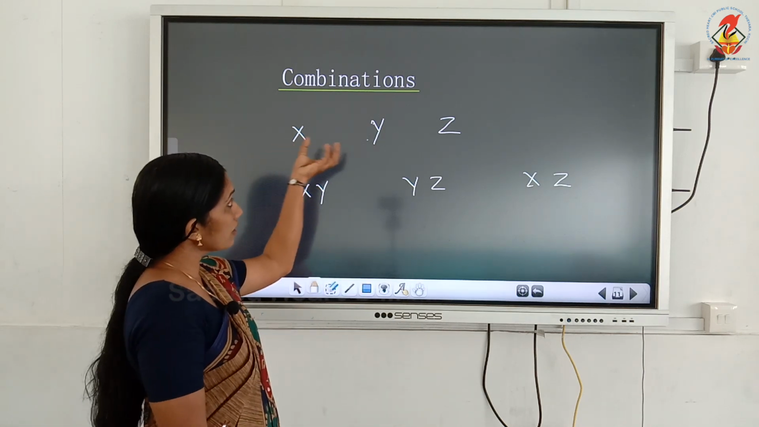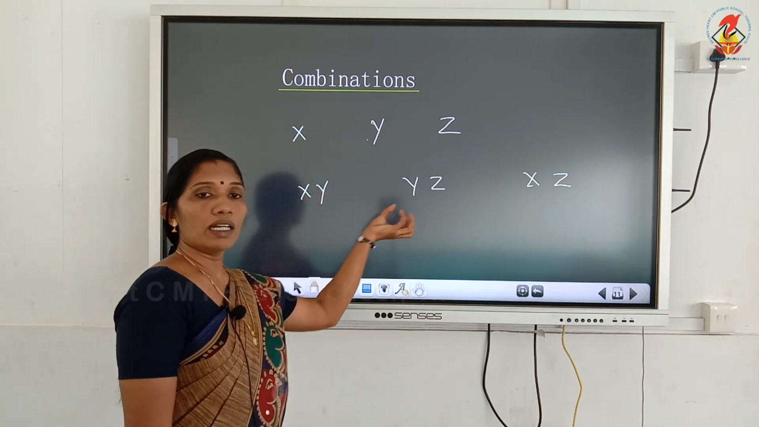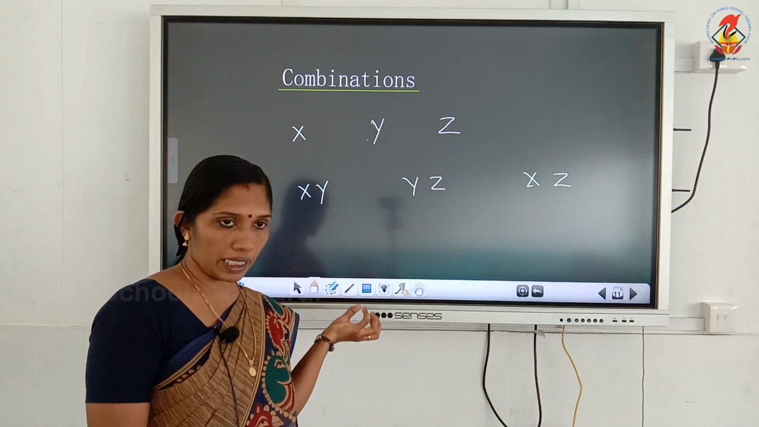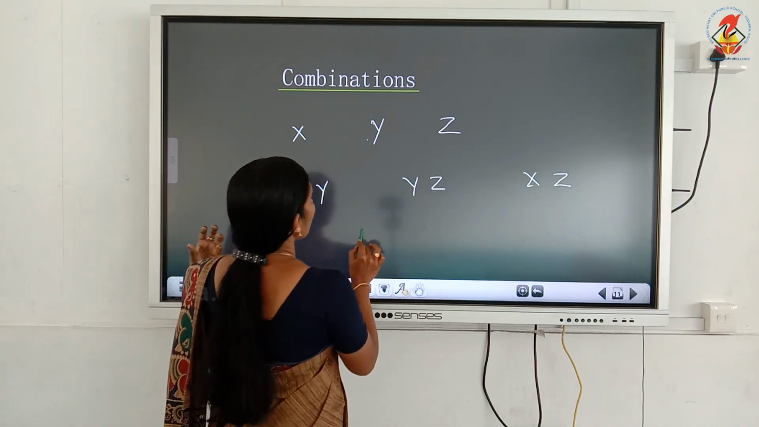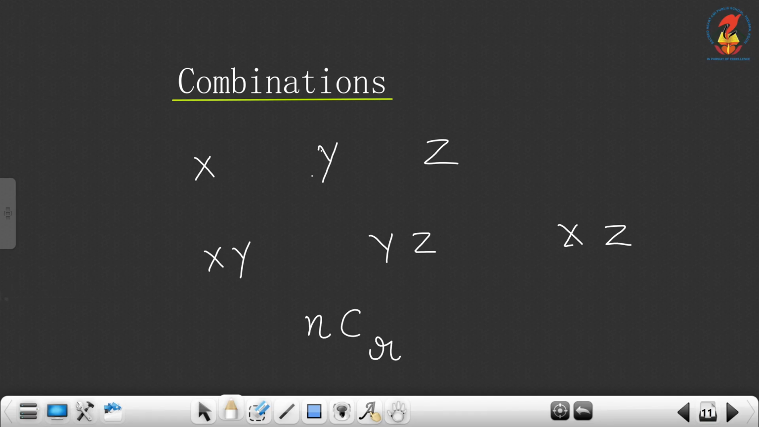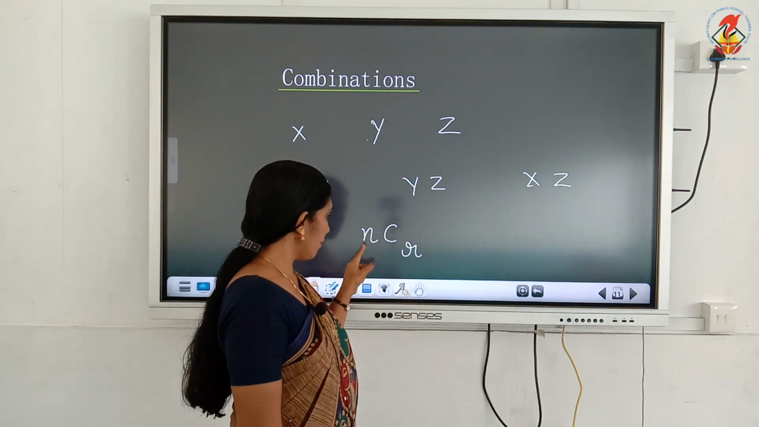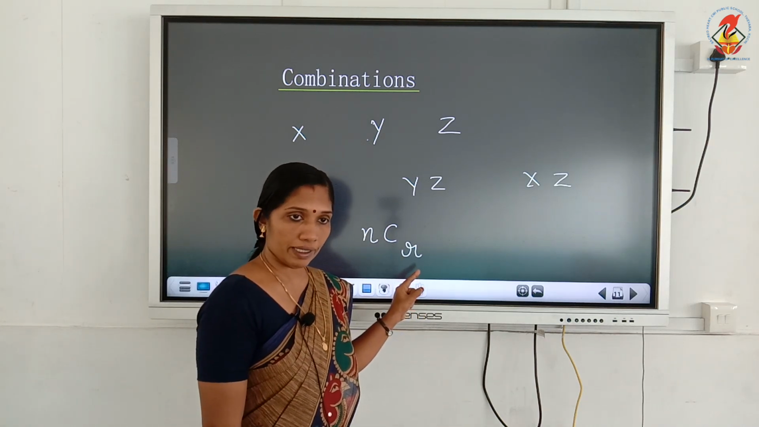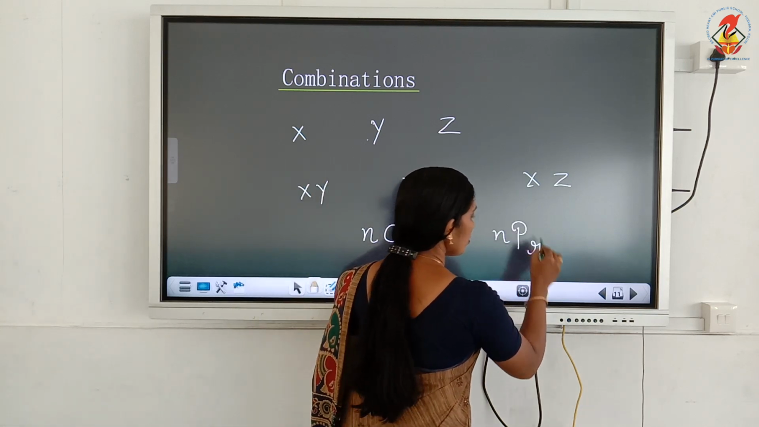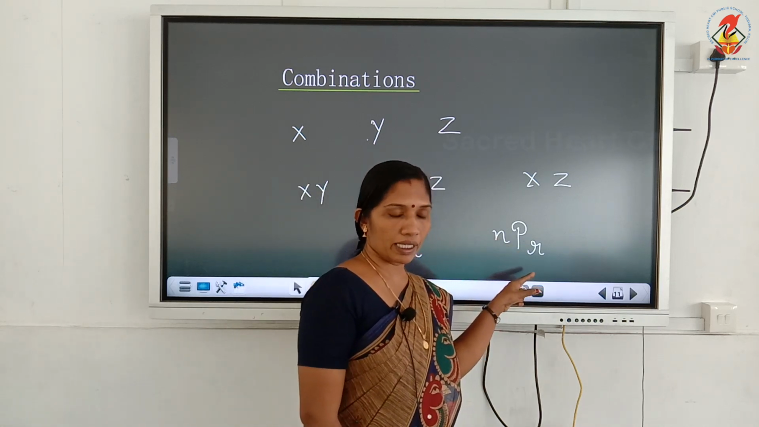Here there are three objects taken two at a time. The notation is nCr. So nCr means the number of combinations of n different objects taken r at a time. nPr, you know what is nPr? The number of permutations of n different objects taken r at a time.